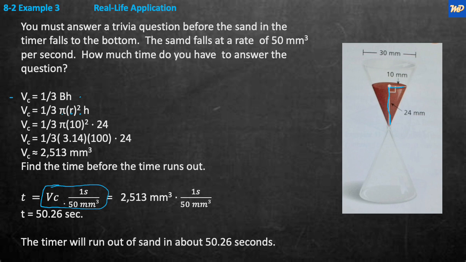And if you saw my last video, where I said the units you're converting to are on top. So this is seconds per millimeters cubed, 1 second per 50 millimeters cubed. We want seconds, so you put the seconds on the top and the millimeters cubed, in this case, on the bottom. That way the millimeters cubed cancel, and you're left with seconds right there on the top. So now it's 2,513 divided by 50, and then it's equal to 50.26 seconds.